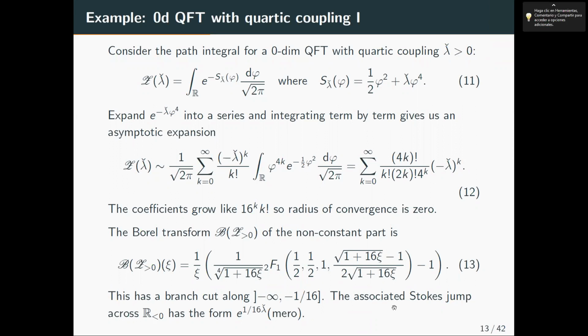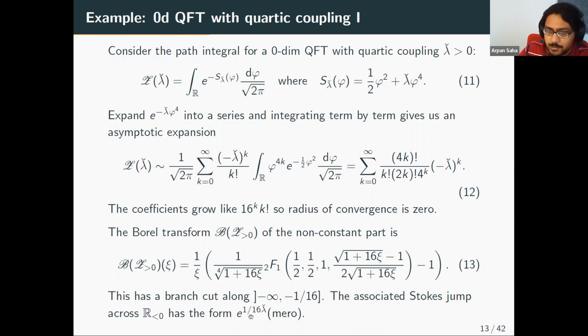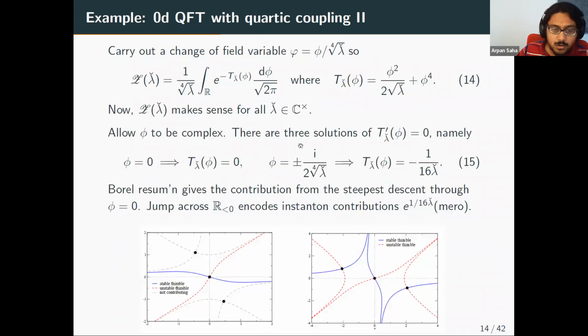Good. Right. So the associated Stokes jump across this branch cut is of the form e to the power 1 by 16 lambda times some meromorphic function. Okay, so what's the physical meaning of this? To see that, first we carry out a change of field variable from varphi to phi. The point of this change of variable is that the path integral is well defined for non-zero complex values of the coupling lambda. Previously it wasn't, but now it's well defined for all non-zero complex values.